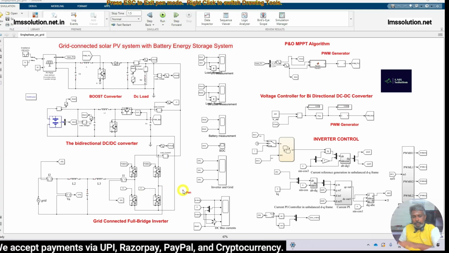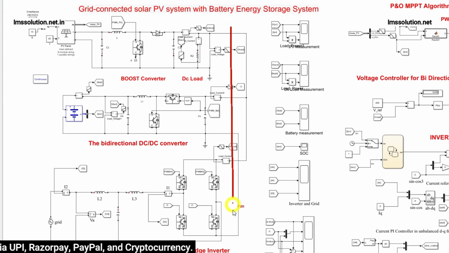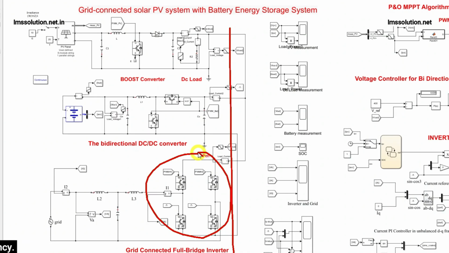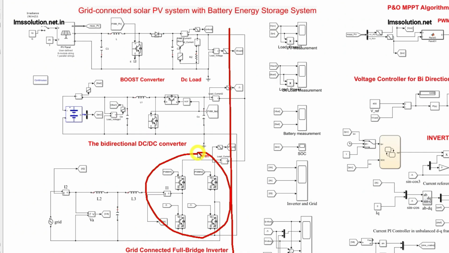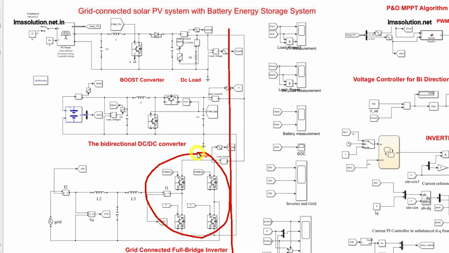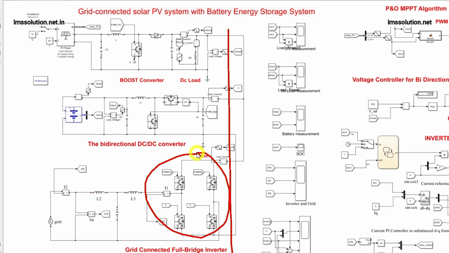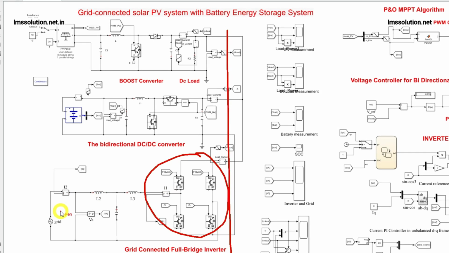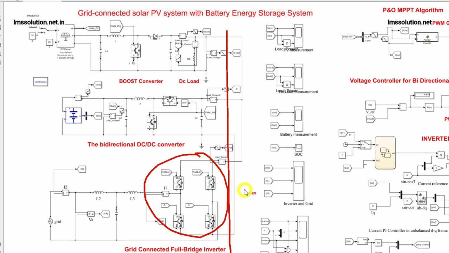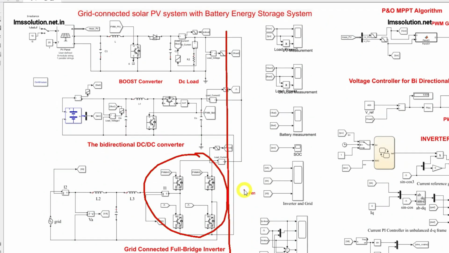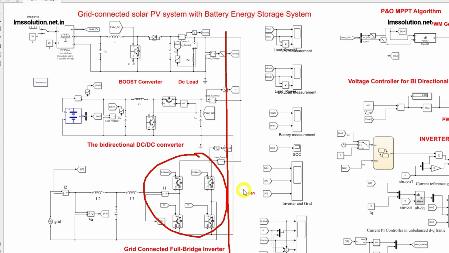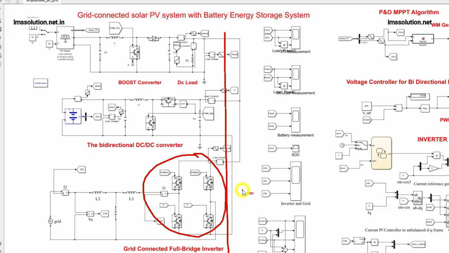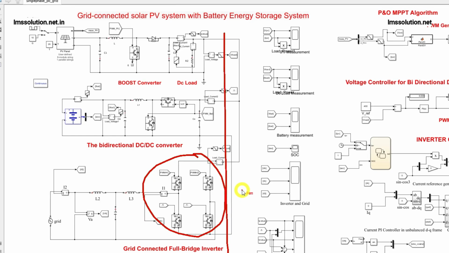Next, we go with the grid integration. In order to integrate with the grid, we connect the inverter to the DC bus. This is an inverter, or we can call it a converter, because it operates in both directions. It can take power from the DC bus to the grid, and also from the grid to the DC bus. So this is a bidirectional AC converter, and it operates in both directions.